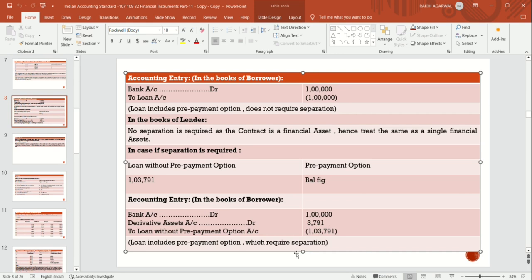Loan without prepayment option, account 1037, means the prepayment option is segregated from the value of the loan. Bank account debit the amount of loan, and the derivative asset, that is the prepayment option, account debit to loan without prepayment, that is 1037. This is the loan that includes a prepayment option which requires separation. This accounting is in case of separation. If separation is not required, bank account debit to loan, that is only the amount of loan, and there is no need to make a separate entry for the derivative.